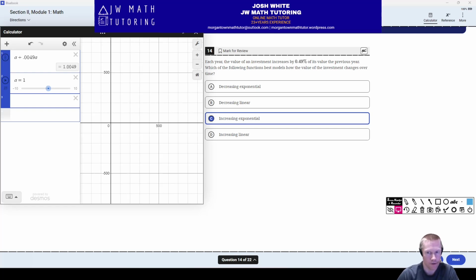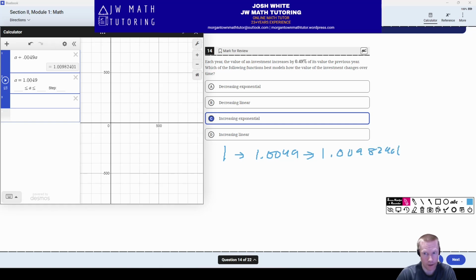Okay, so what I'm going to do is look at it this way. You start with 1, and then the output that you get is 1.0049. And then I'm going to take that and make that number my next input, because it says it increases by 0.49% of its value the previous year. So this now gives me a new value of 1.0098241.